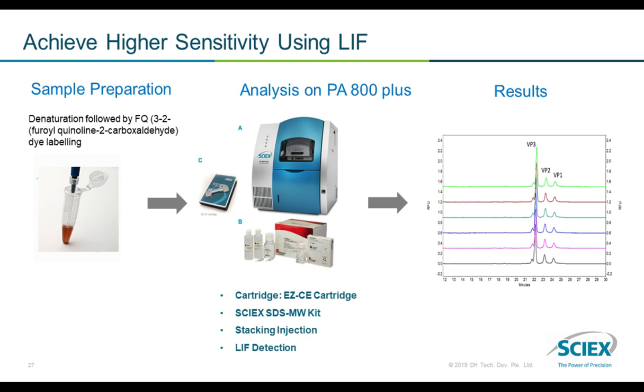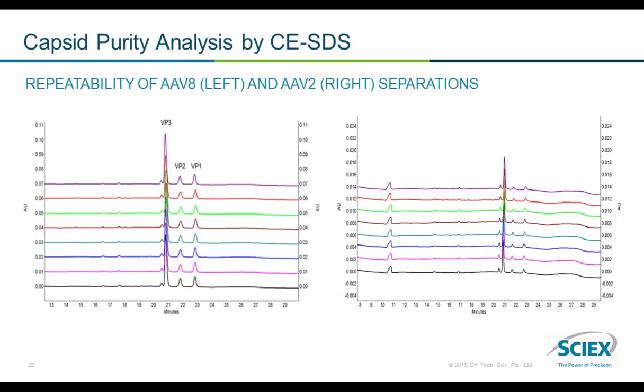You have P800 Plus, but the kit is the same SDS molecular weight kit, and the cartridge is Easy CE cartridge. And you get this VP1, 2, 3, similar to what you get with UV, but with increased sensitivity, much higher sensitivity for impurity determination.